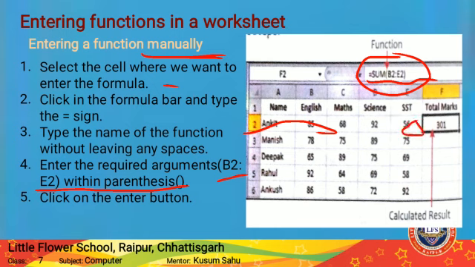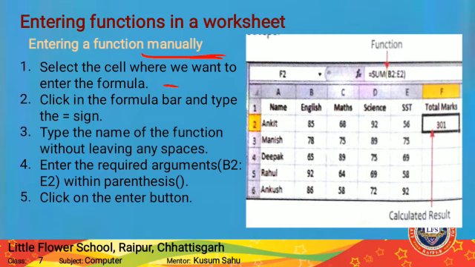Okay, so after entering this formula you have to click the enter button to get the answer automatically. Here you can see the calculated result, that is 301. After putting this formula you can calculate the total of this entire cell.